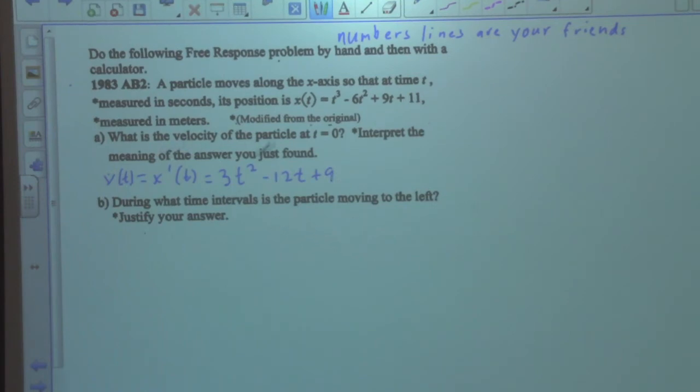This is going to be measured in meters per second. Then it says, interpret the meaning of the answer you just found. What do we call this? This is the velocity of the particle moving along the x-axis.